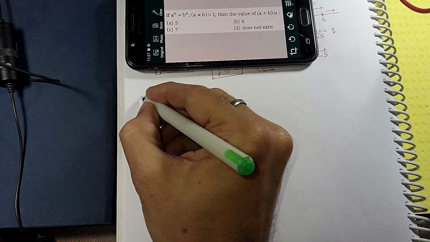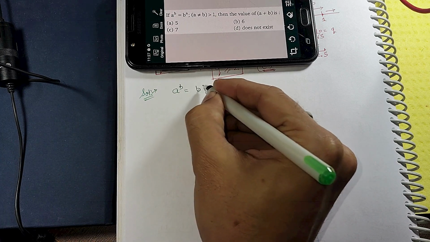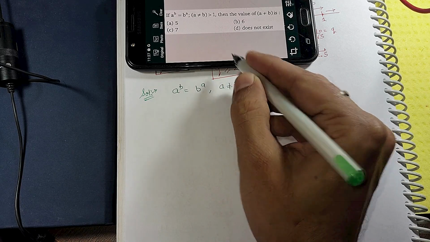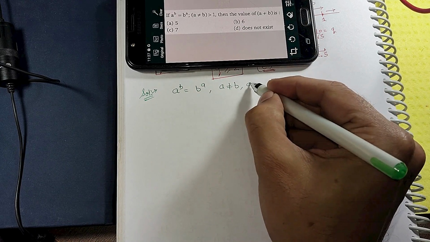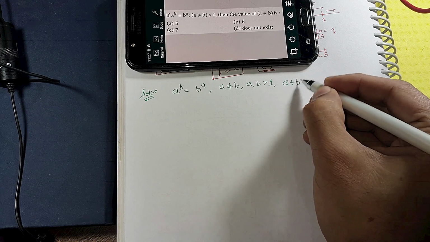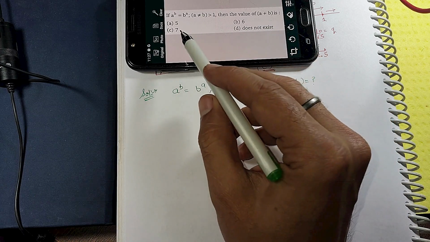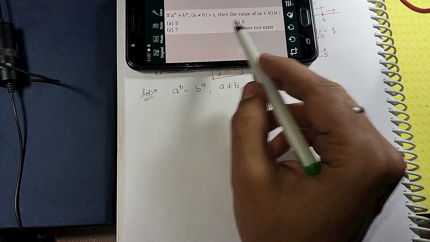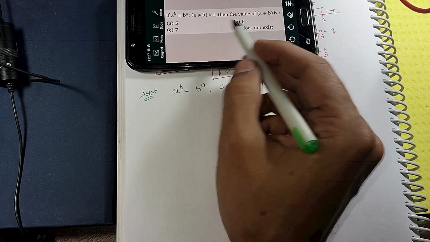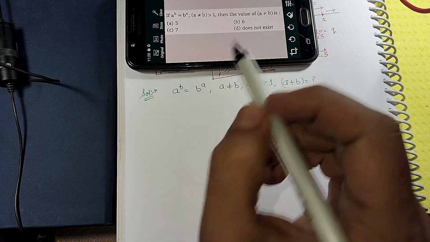If a raised to the power b is equal to b raised to the power a, now we have been given a condition that a raised to the power b is equal to b raised to the power a, where a is not equal to b and both of these are greater than 1. So that means a, b are greater than 1. Then the value of a plus b is, so we need to find the value of a plus b. Now we can have different values for a plus b, but there are options 5, 6 and 7. So first we will try to calculate for this. If any one of these doesn't give us a raised to the power b equal to b raised to the power a, then we'll say it does not exist.